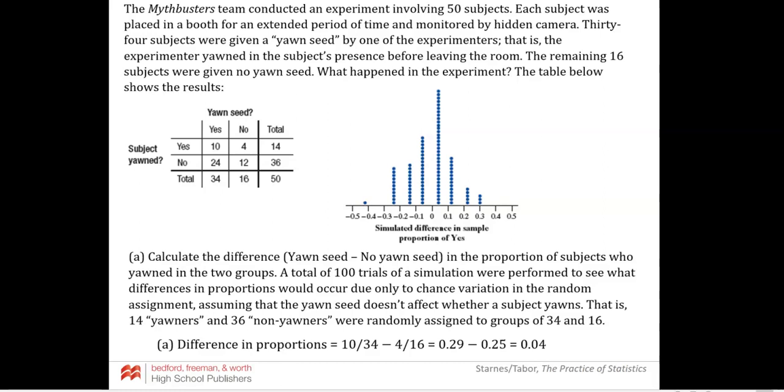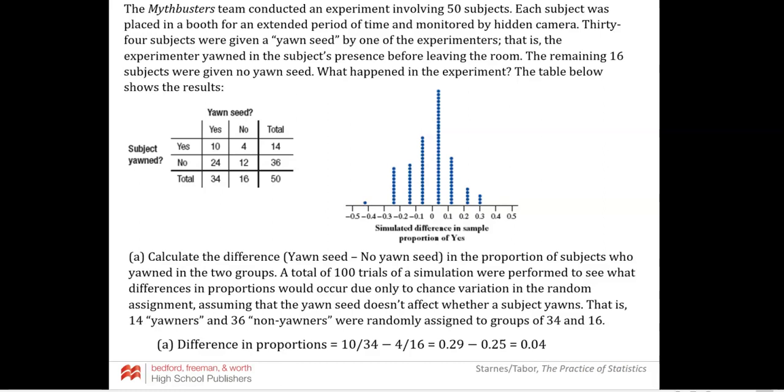So now we have a simulation. Off to the right here, you see that dot plot. That is a dot plot of what happens if chance alone is at work. It's called a simulation, simulated differences. It doesn't mean, as on the graph on the left, that they did an actual experiment there, right? They had a yawn seed, that was the treatment. They had an experiment, they took the data. Here, this is just random chance. So if it was random chance, this is what might happen. These are reasonable results that you might get if you did this by random chance.